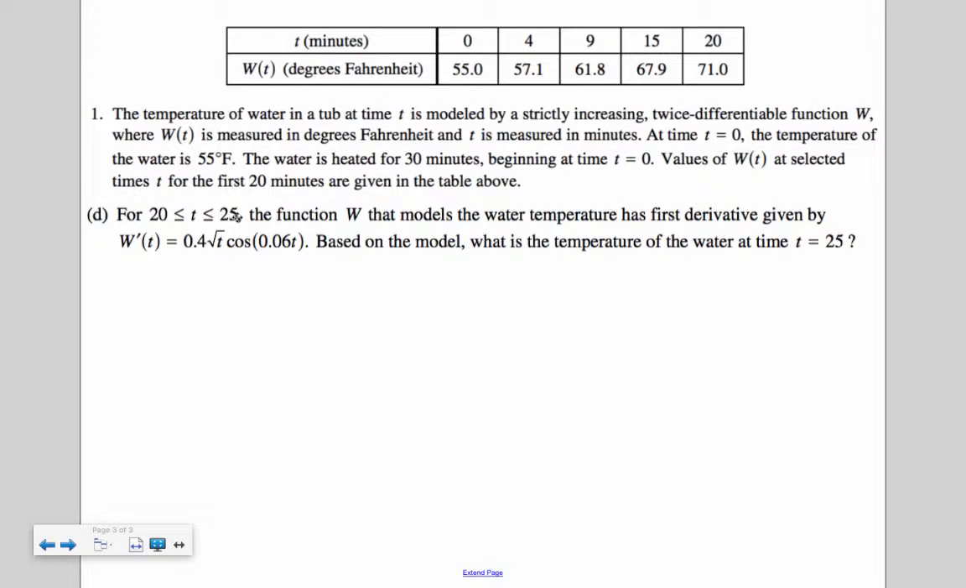We have an interval 20 to 25, and we have this value of w of t at 20 minutes, 71 degrees Fahrenheit. Now, your mind probably goes automatically to, let's find an antiderivative, do the plus c, and solve for c. However, we have a calculator in our hands, and some functions we've seen do not have antiderivatives. So in this situation, we're probably not going to be able to do that.